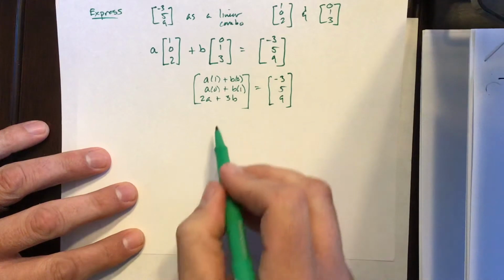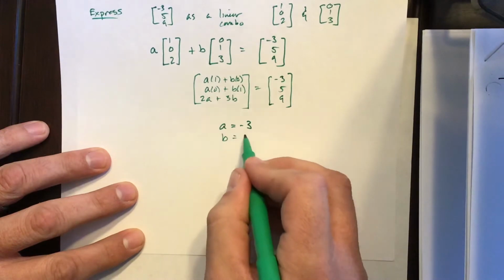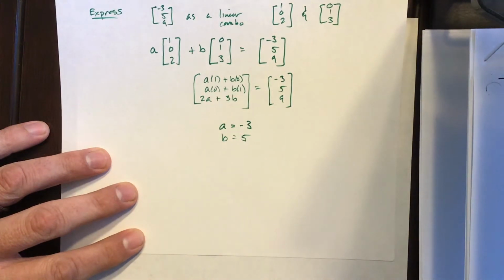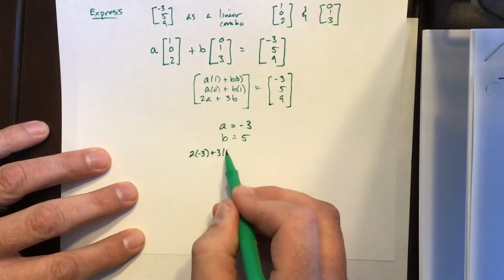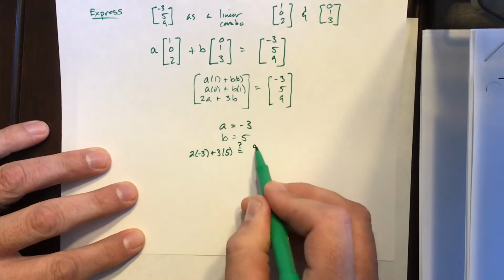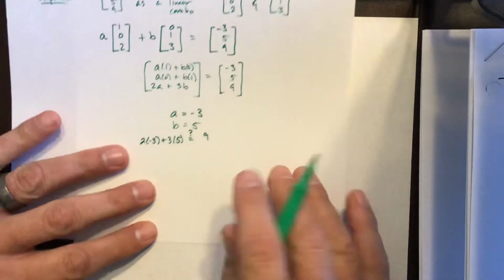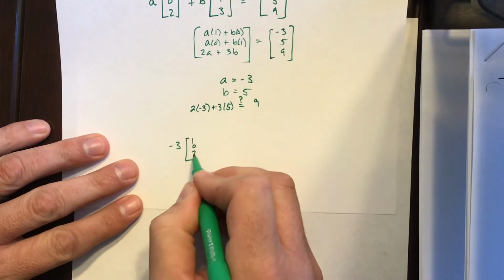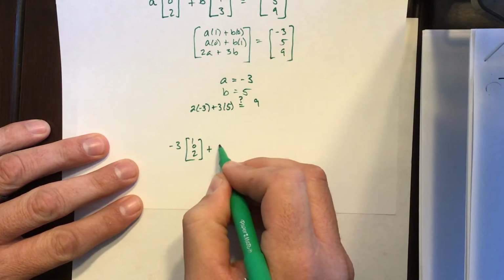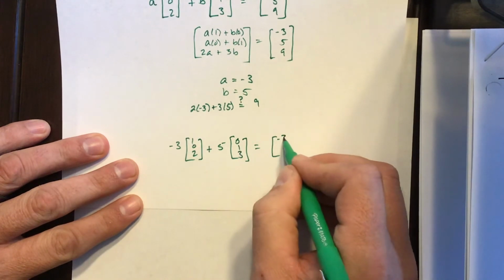So component-wise, you see that a has to be equal to negative 3, b has to be equal to 5, and to verify this works, does 2 times a, 2 times negative 3 plus 3 times 5, question mark, equal 9? Is negative 6 plus 15 equal to 9? Of course it is. So the linear combination that we are looking for is negative 3 times 1, 0, 2 plus 5 times 0, 1, 3 is equal to negative 3, 5, 9.